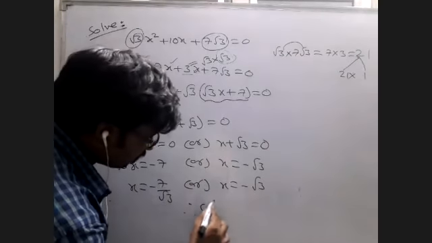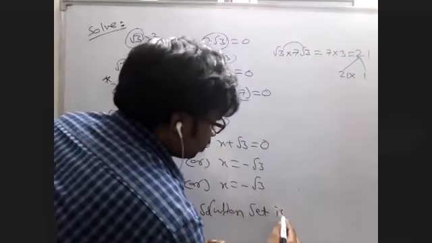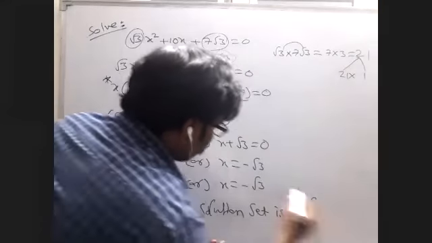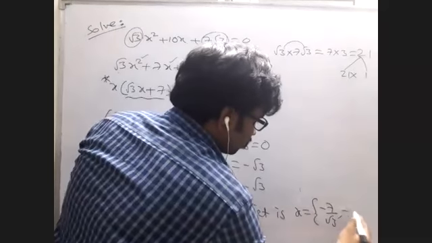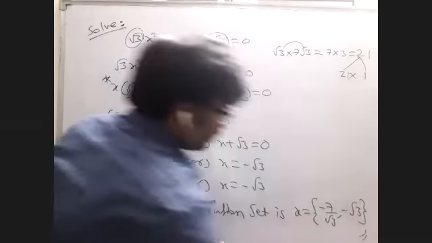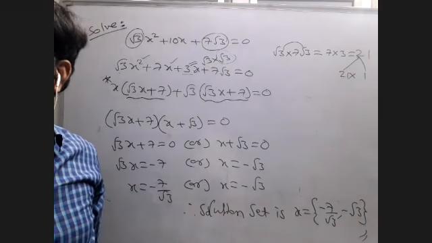Therefore solution set is x is equal to, one is minus 7 by root 3 and one is minus root 3. Copy this. Okay. Copy this problem.